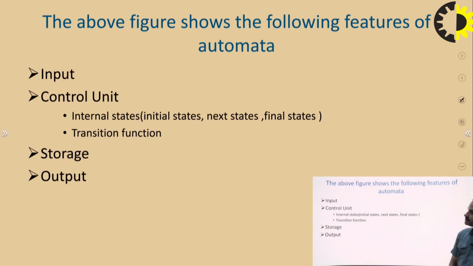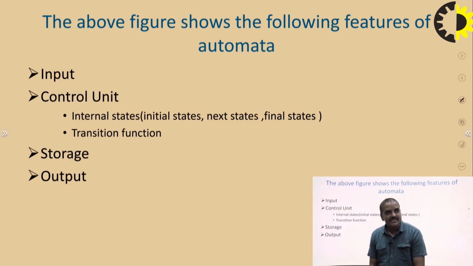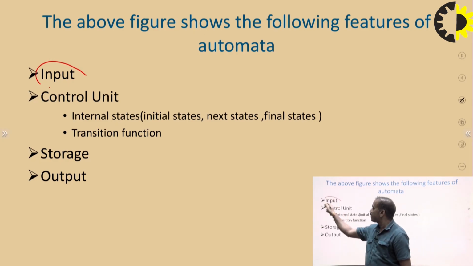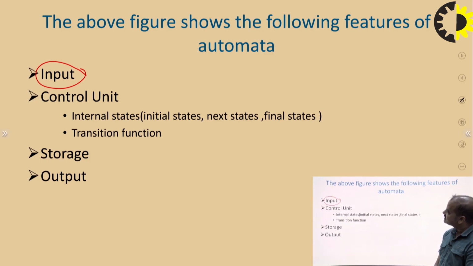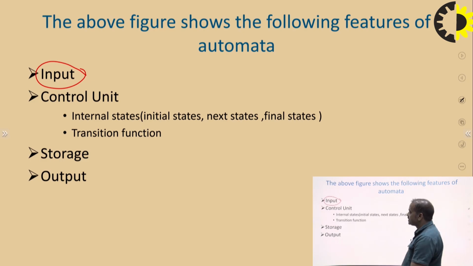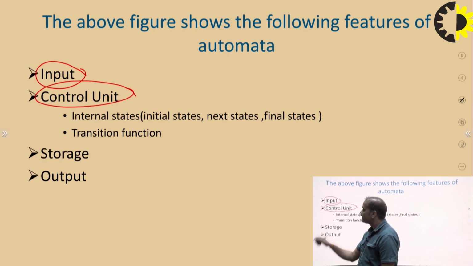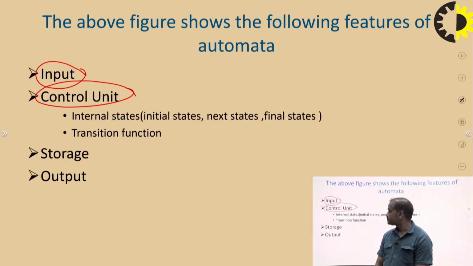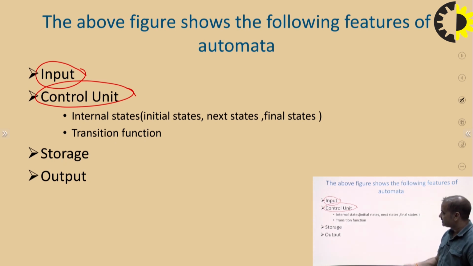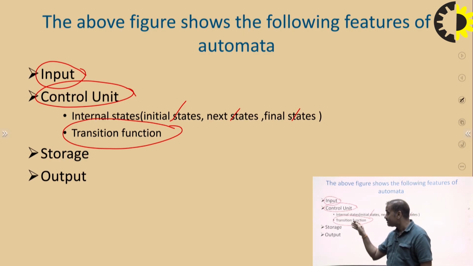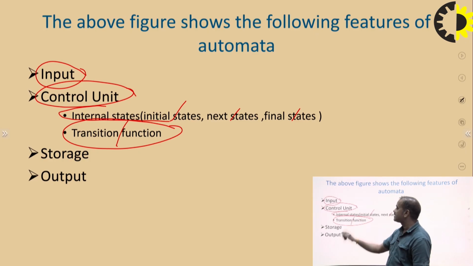The components are the input, control unit, storage, and output. As we discussed, input means the input file. The input file is divided into equal size blocks called cells, and each cell contains a single symbol. The next one is the control unit. The control unit is a system which controls all types of activities, which may be the initial state, next state, and final state, or a transition function. That means a finite control has the following components: internal states and transition function.